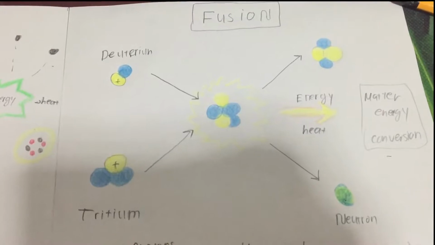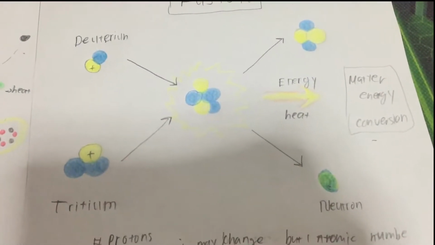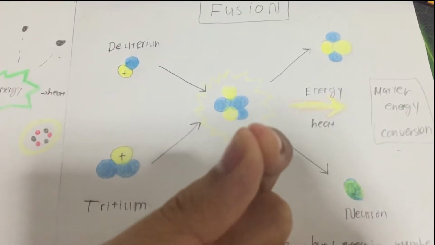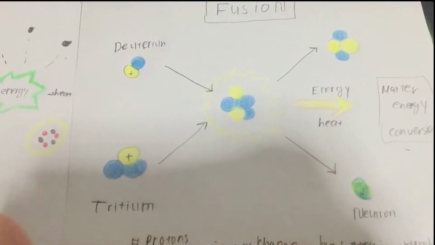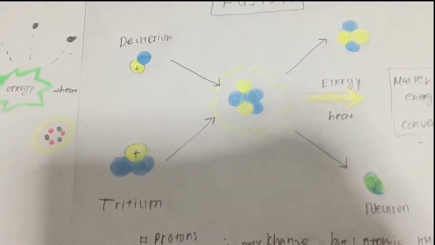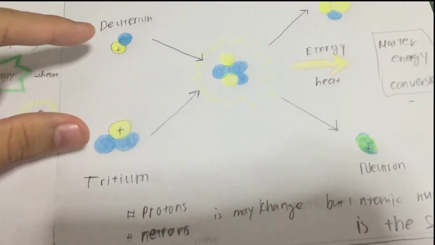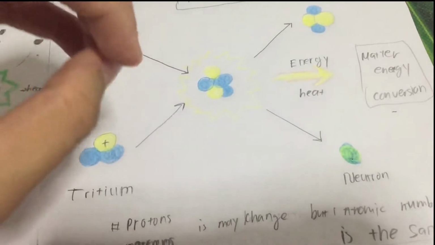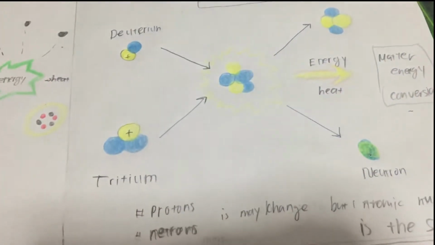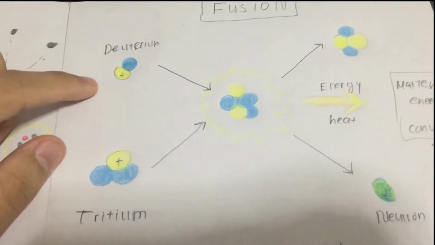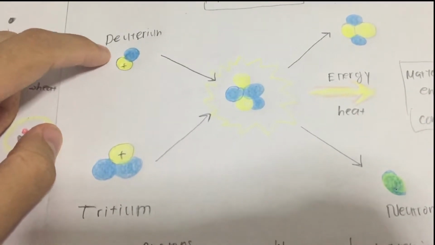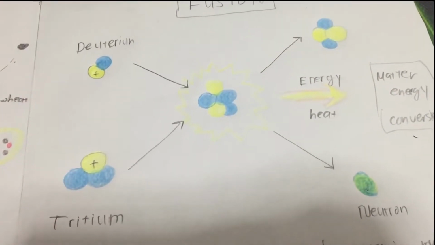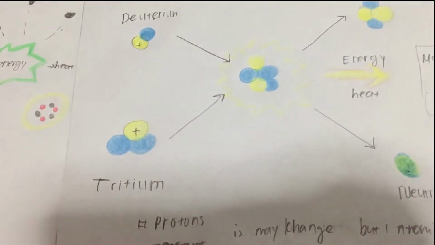Opposite to fission, where a larger atom tries to split into smaller ones, in fusion two smaller atoms combine into a larger one. So here we have deuterium and tritium trying to combine together.